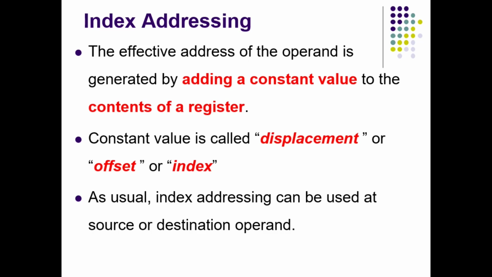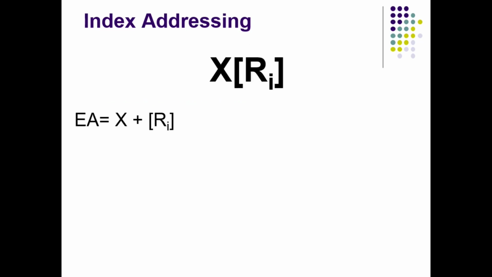Like every other addressing mode, index addressing mode can be used to refer to the source operand or the destination operand, but both source and destination operands cannot have index addressing mode at a time. Let me give some examples and explain what index addressing mode is. See, here is the syntax of index addressing mode. This can be a source operand or it can be a destination operand. How exactly do we mention index addressing mode?